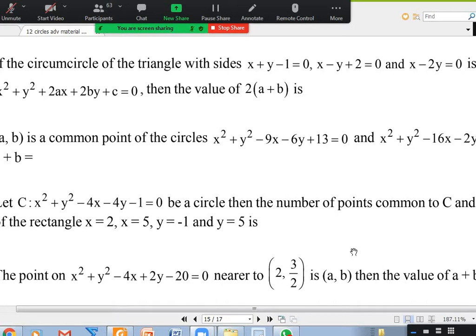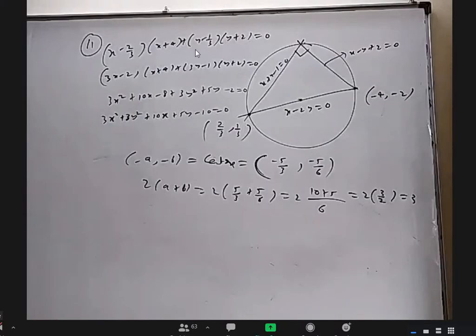Okay, so now 2 times a plus b means 2 times 5 by 3 plus 5 by 6. 6 means 10 plus 5. 2 into 3 by 2, which is 3. Okay, so I found the circle with ends of diameter but it was not required. If they would ask only 2 times a plus b, which is actually the sum of the coordinates of the center with opposite sign, you can do either way. Mainly recognizing the two sides are perpendicular, so it's a right angle triangle. So you don't need to find the other vertex, only the ends of the hypotenuse are sufficient.